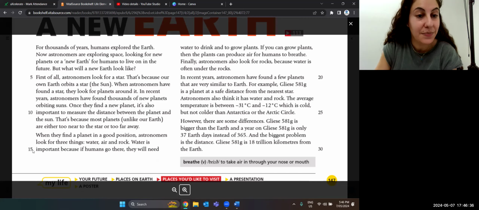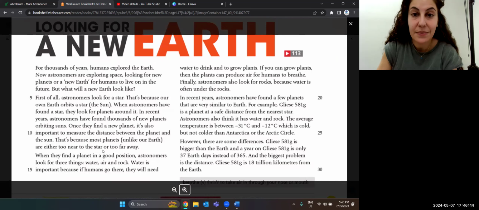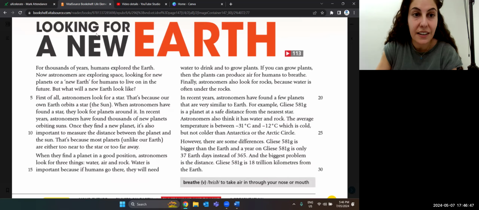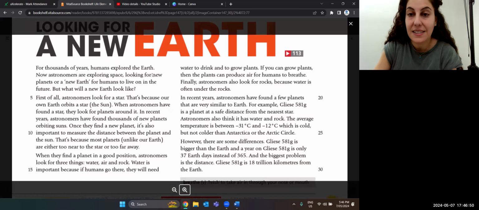Water is important because if humans go there, they will need water to drink and to grow plants. If you can grow plants, then the plants can produce air for humans to breathe. Finally, astronomers also look for rocks because water is often under the rocks.